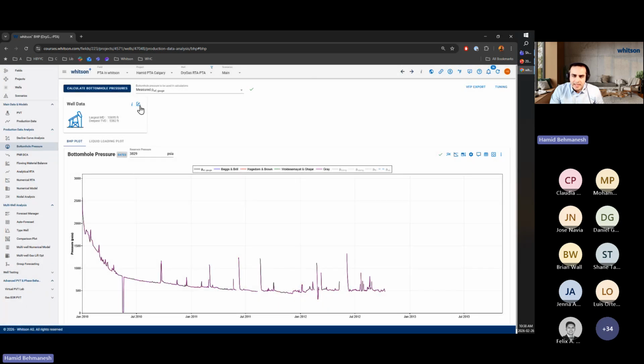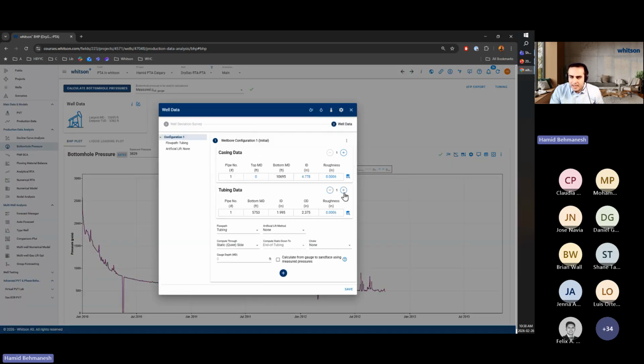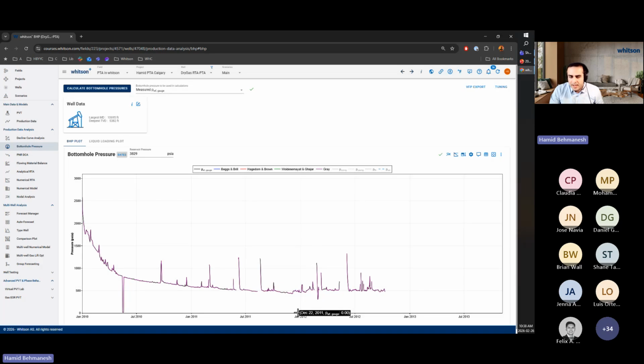So what I did, I only adjusted the well data. In the well data, I selected flow path to be tubing and left compute through as quiet side and clicked on save. And this is the flowing bottom hole pressure. Right? Why did I select the compute through flowing side?